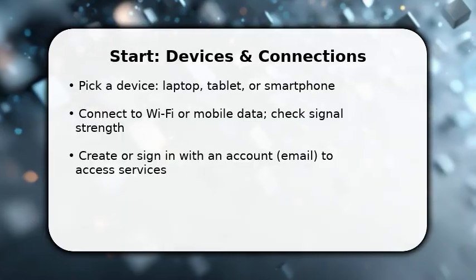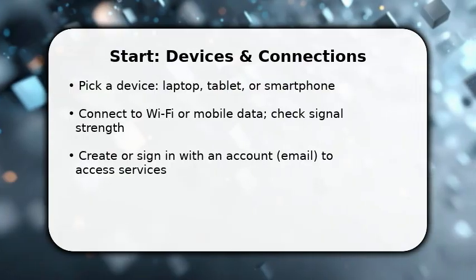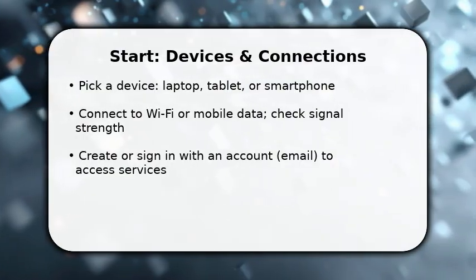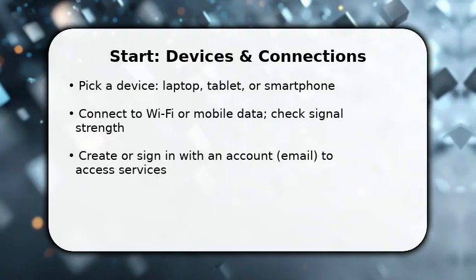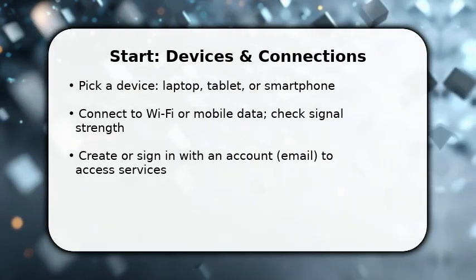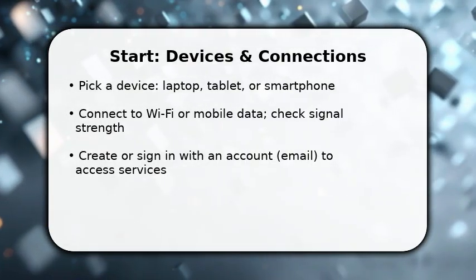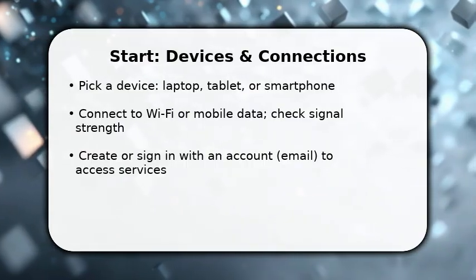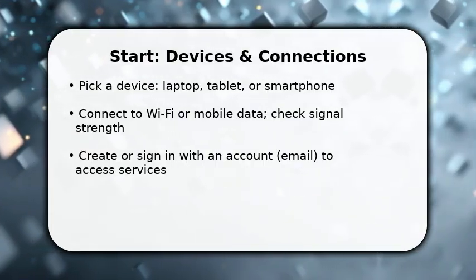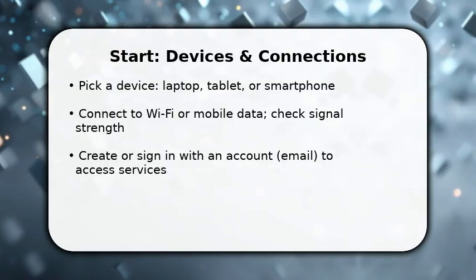You begin by getting your device online and ready to use. Turn on Wi-Fi or enable mobile data, then choose the correct network and enter the password. Once connected, make sure to create or sign into a primary email account so services can verify you. This unlocks app stores, browsers, and settings.